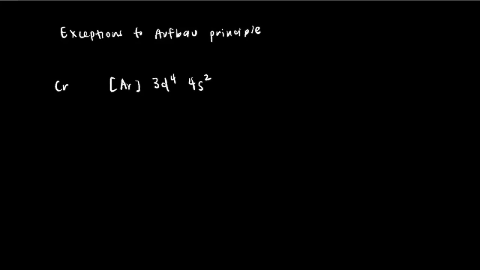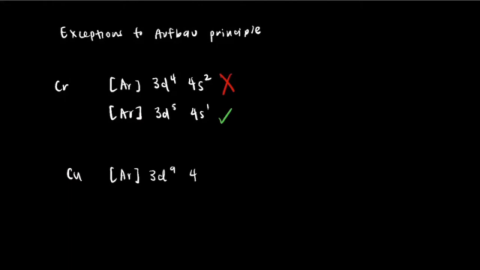Interestingly though, what we observe is that this is actually wrong. And in real life, we observe argon 3d5, 4s1. This is the correct electronic configuration for chromium, even though it violates the Aufbau principle. And likewise for copper, according to the Aufbau principle, we would expect to see 3d9, 4s2, but instead we observe 3d10, 4s1, again violating the Aufbau principle. So this is an exam question that you need to know.